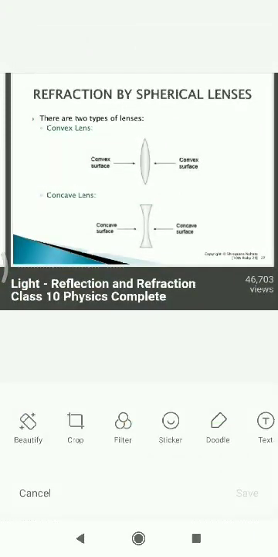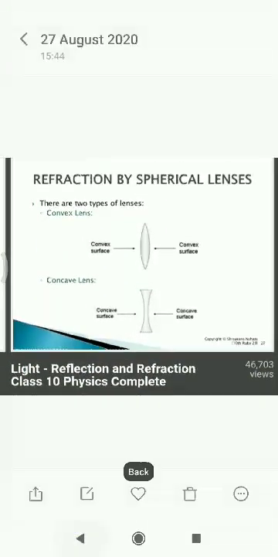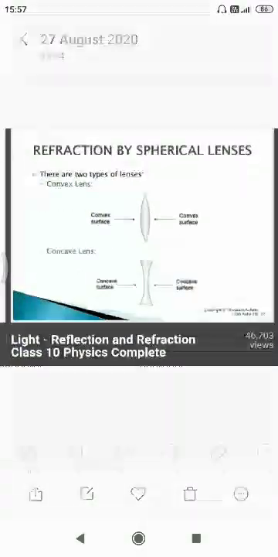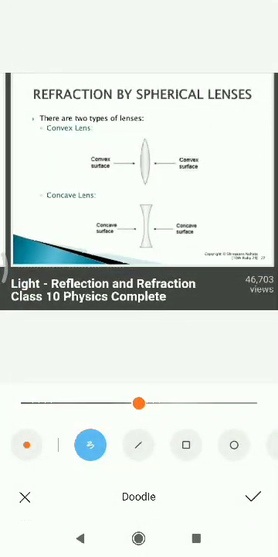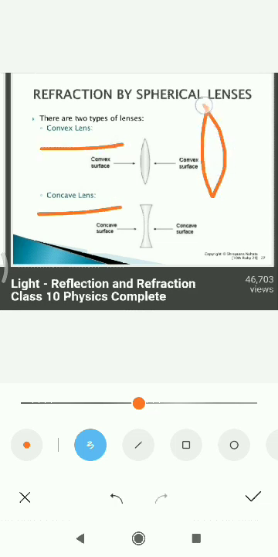Refraction by spherical lenses. There are two types of lenses, convex lens and concave lens. Convex lens is like this, like a teardrop. Concave is like this, like a cave here. When you see more of the area, then it is concave. When you see less of the area, it is convex.